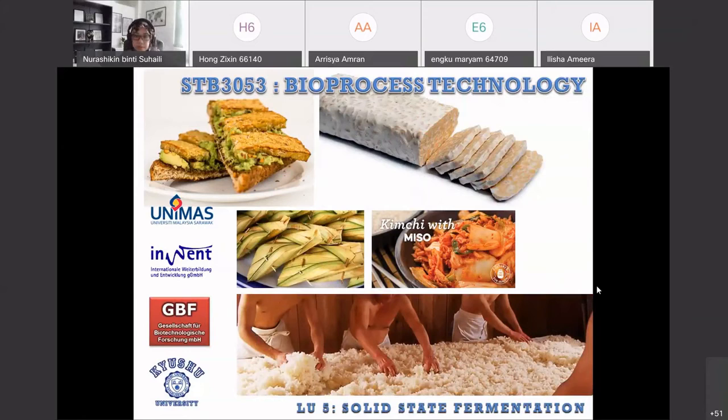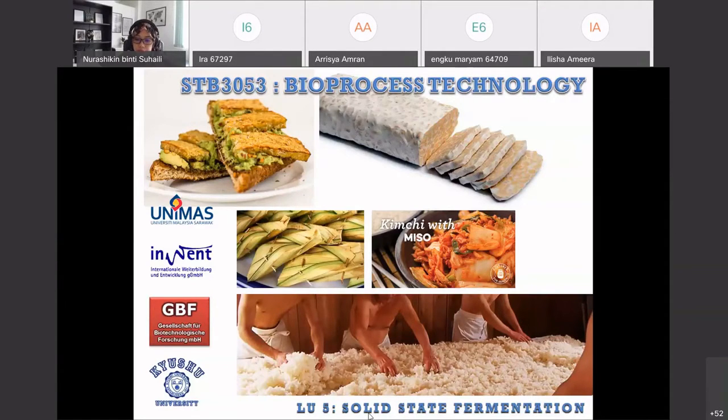Yes. Okay. Thanks. Right. So we continue our lecture. Today's topic will be LU5, the fifth LU. We have covered 4 LUs, and excluding this LU, we're going to have 3 more LUs for this course. So today's topic is solid state fermentation.